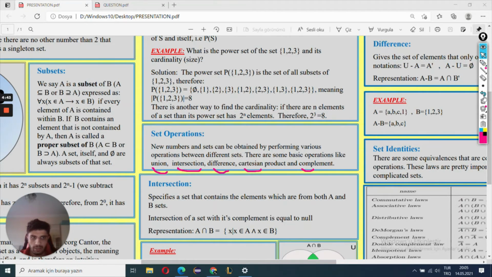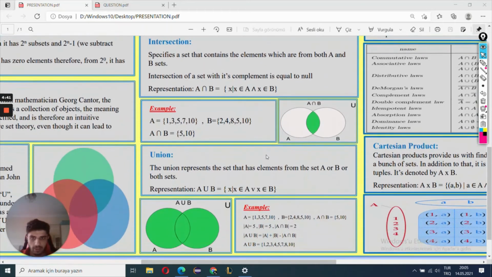So, firstly, let's look at the intersection. It specifies a set that contains the elements which are in both of the sets, and its representation is like that. For example, in these sets, both of them contain the elements 5 and 10, so their intersection will be like that, because both of the sets have these elements.